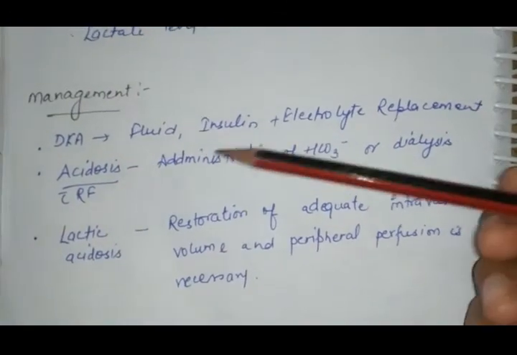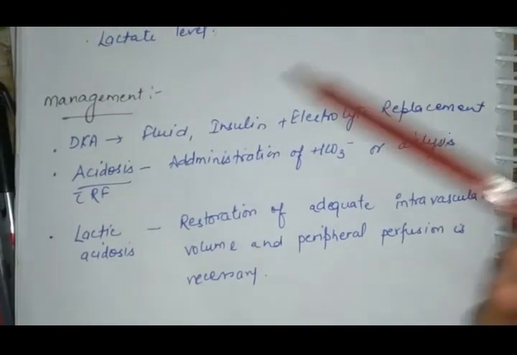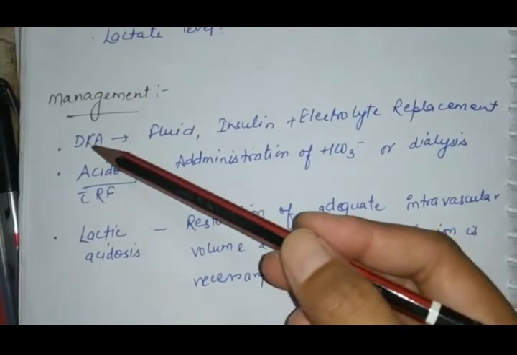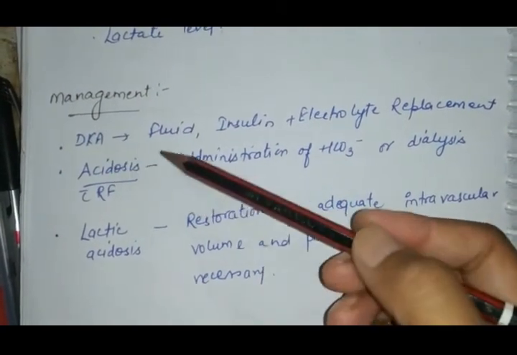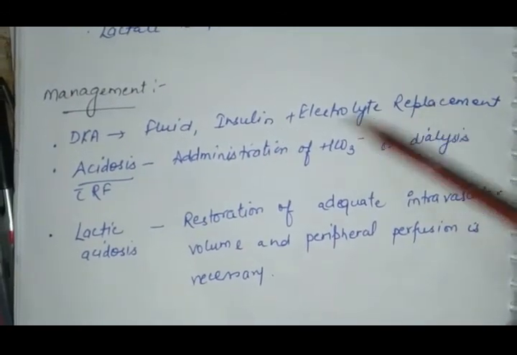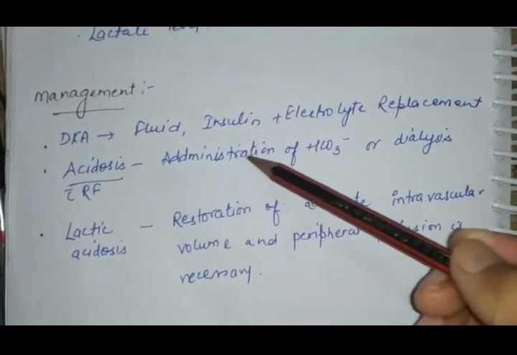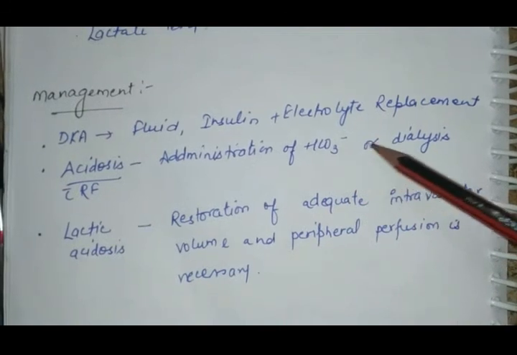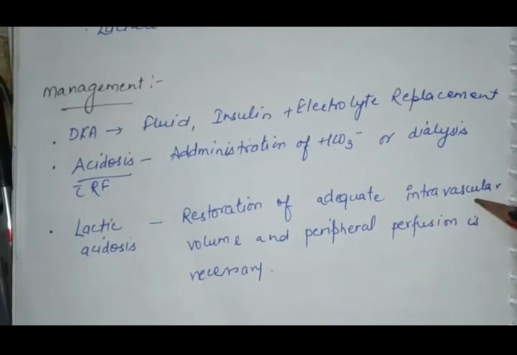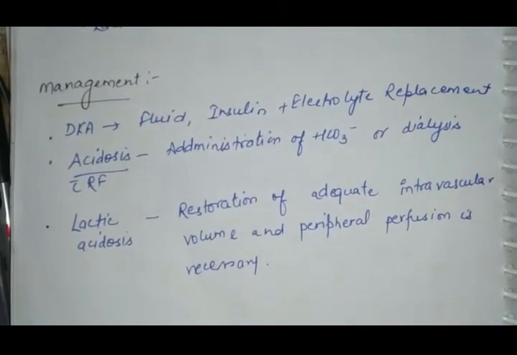Now proceeding to the management of metabolic acidosis, the management is management of the underlying cause. For example, if the person is having DKA, diabetic ketoacidosis, the management is fluid, insulin, electrolyte replacement. If the person is having renal tubular acidosis, the management is administration of bicarbonate or dialysis. If the person is having lactic acidosis, restoration of adequate intravascular volume and peripheral perfusion is necessary.